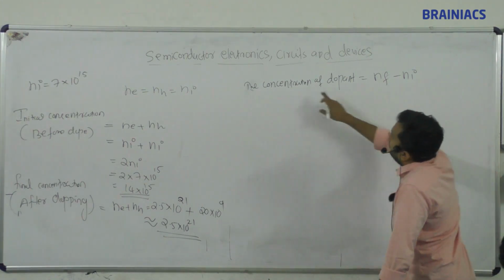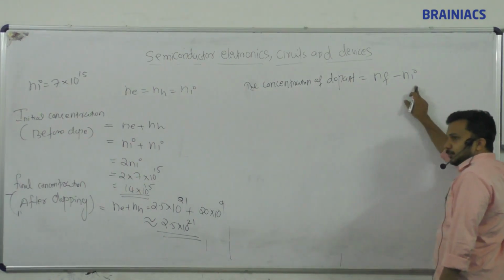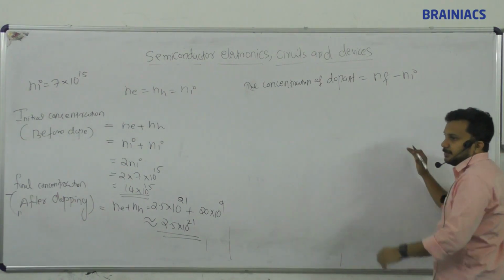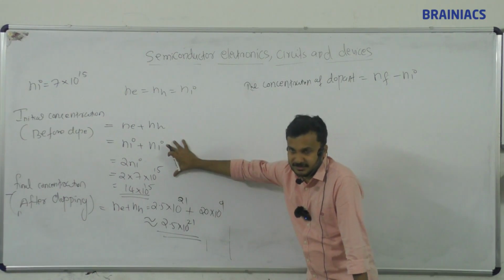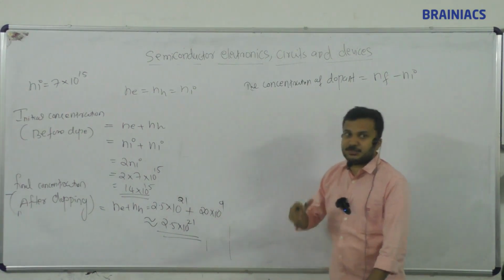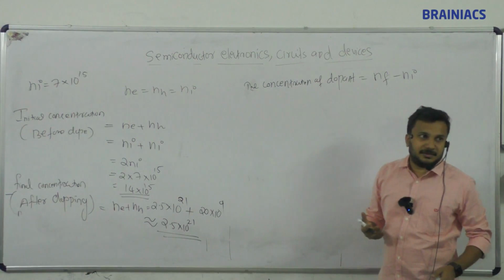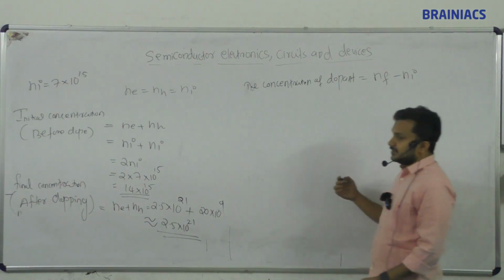Okay, the concentration of dopant is equal to NF minus NI. This much dopant is added, correct? Final minus initial, this is the difference. So the difference between these two is the extra given by the dopant. How to find the percentage or the factor?